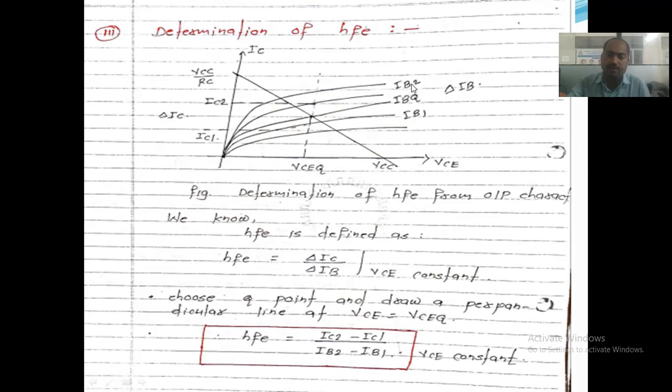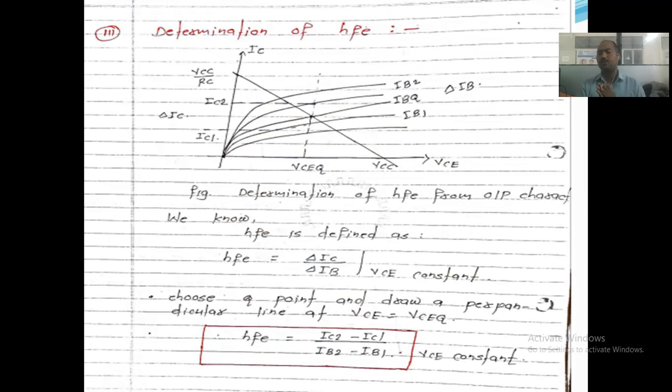In the same way, we take another value, IB2, considered as 20 milliampere, and increase the value of VC and take the value of IC. So this graph is formed. This is nothing but IB1, IBQ and IB2. This is called the change in base current, so it is delta IB.